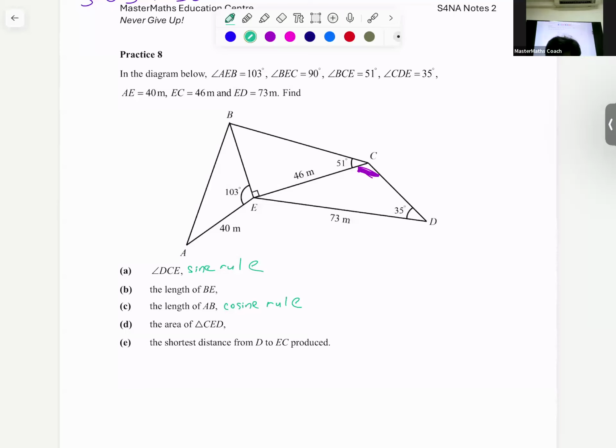You use half AB sine C. Okay, guys? Half AB sine C, yeah? But of course, to use half AB sine C, you must know what this angle is, which is easy, because once you know this angle, you just take 180 minus 35 minus that to get that. Okay, I give you 10 minutes. Go and do parts A to D now. Then E, I will help you all out.